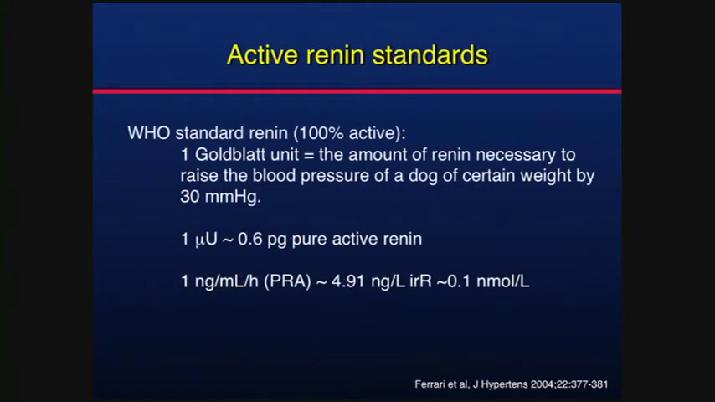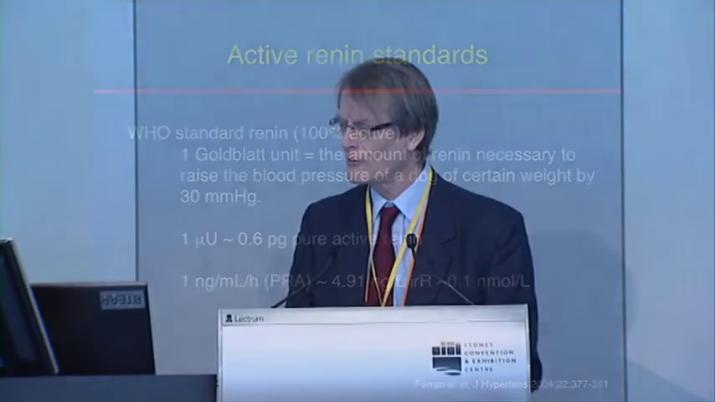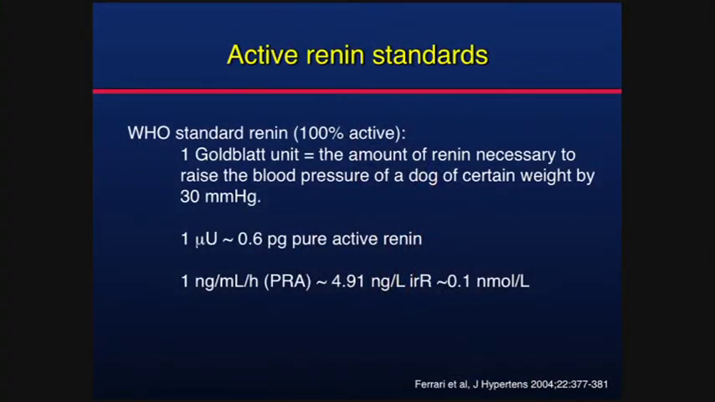There are a number of renin standards, which I won't go through. They're basically based on the Goldblatt unit, which is the World Health Organization renin standard. And so 1 micro international unit corresponds to about 0.6 picograms of pure active renin. It's difficult to identify a direct relationship between the plasma renin activity assay and the immunoassay, but the production of a nanogram of angiotensin 1 per mil per hour approximates to about 5 nanograms per litre of immunoreactive renin.